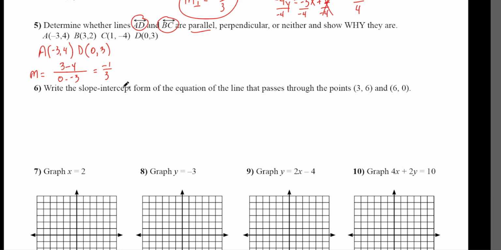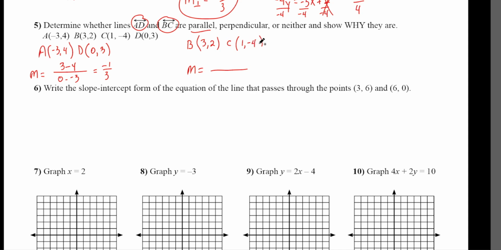Now I've got to take a look at my other line that they give me. What's the other line? BC. So let's put B and C next to each other. B is (3, 2). C is (1, -4). Now what do I have to do with that line? I've got to find its slope. Let's do it again, but with two different points.